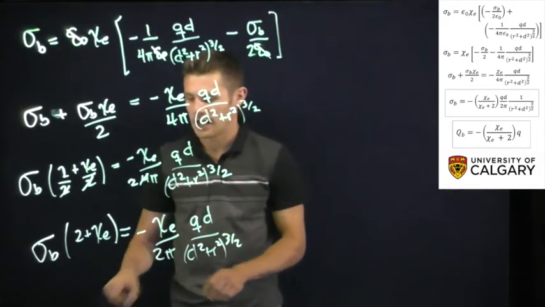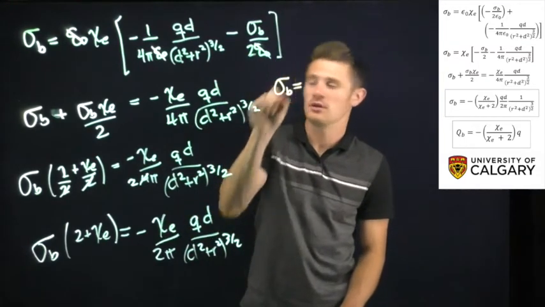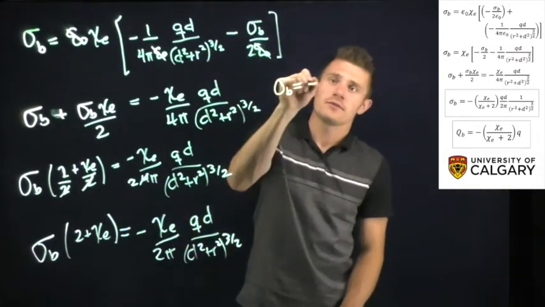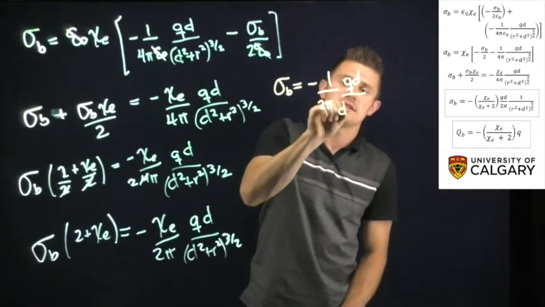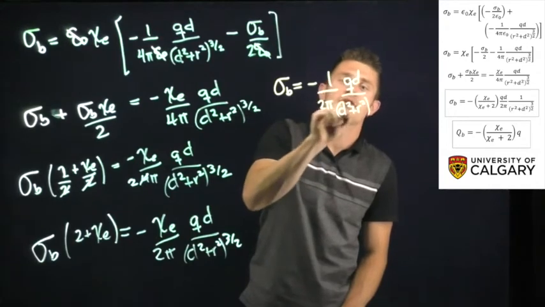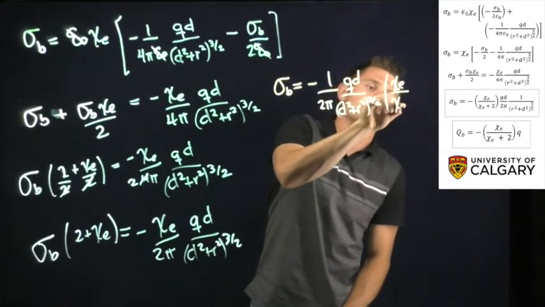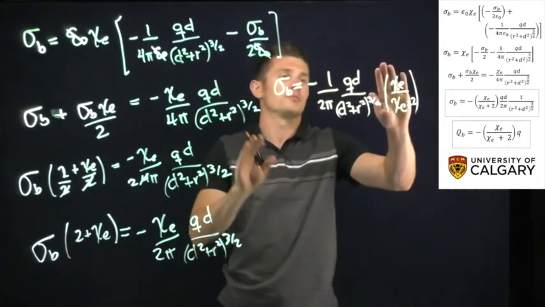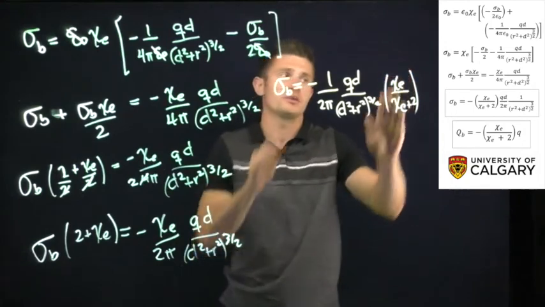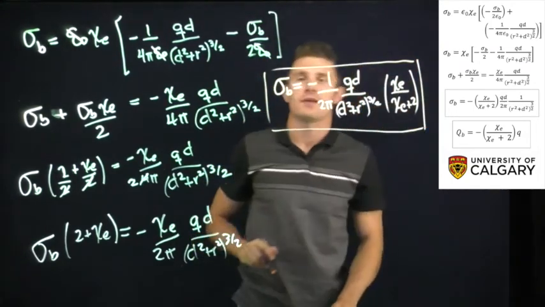And so we can go through our last simplification step and find that our induced surface charge, sigma b, is equal to minus 1 over 2 pi q d over d squared plus r squared to the 3/2 times this term chi sub e over chi sub e plus 2. And now, if we look at only this component of the induced surface charge sigma b, which I'll just enclose in a box here so we can really have it stand out.